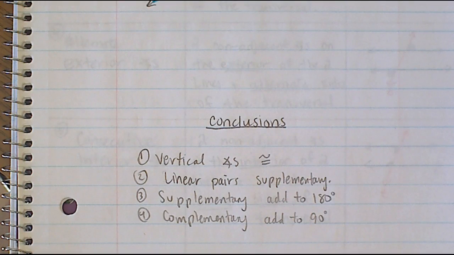A couple of big conclusions that you should be taking away from this video. Vertical angles are always congruent, linear pairs are always supplementary, and supplementary angles add to 180. So therefore, linear pairs add to 180. We already know complementary angles add to 90, so that's just an additional angle pair that we could throw in here.